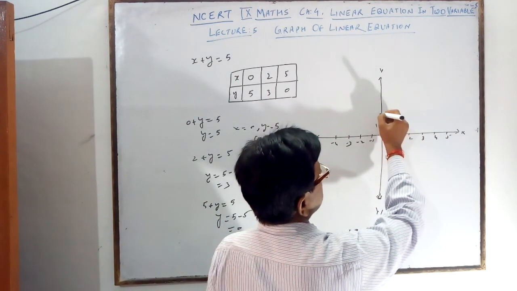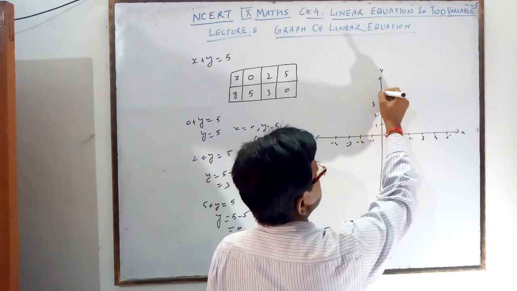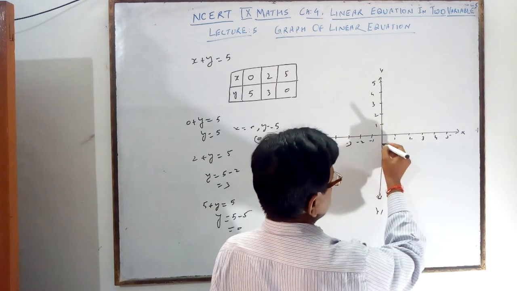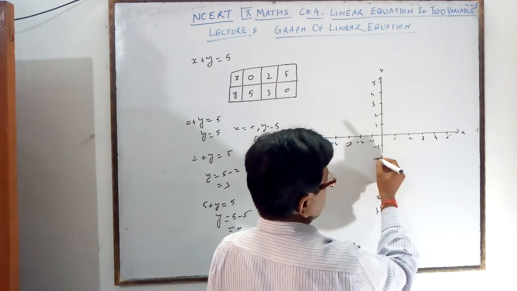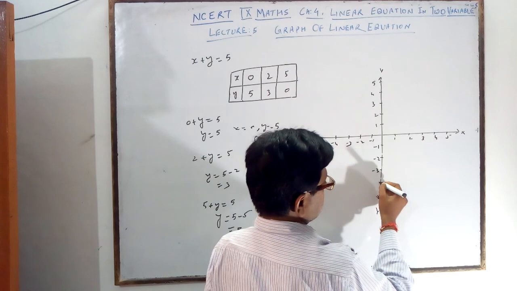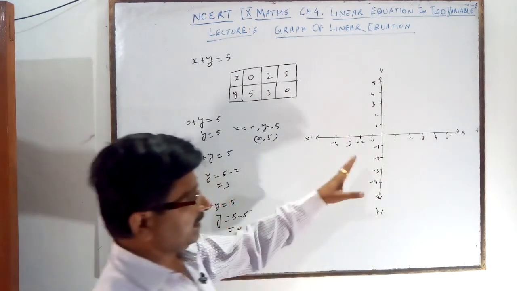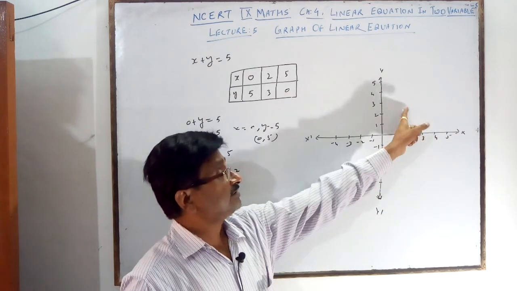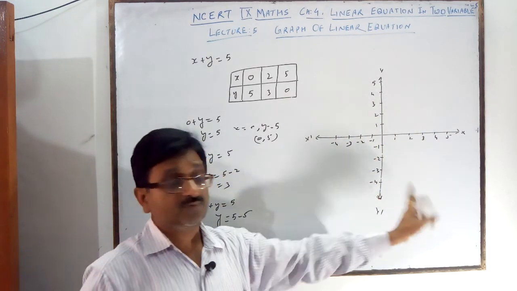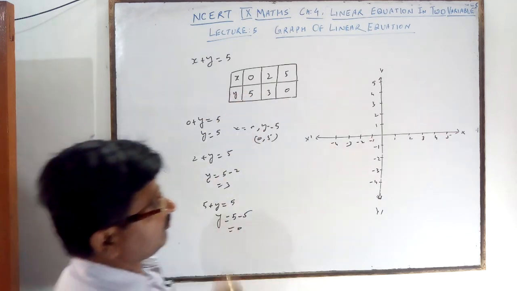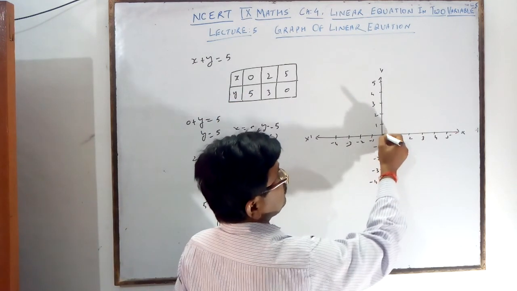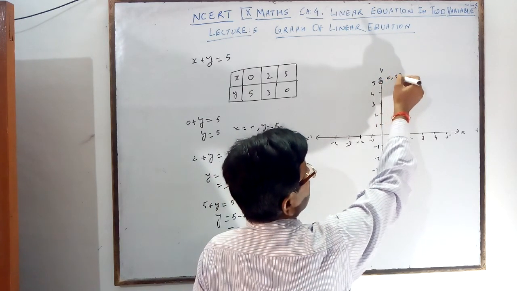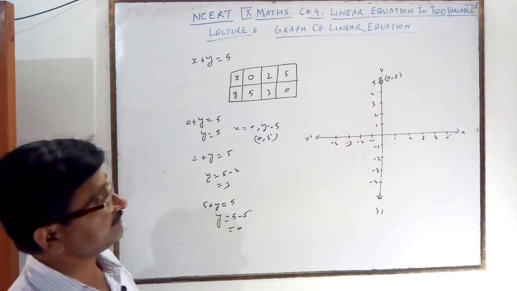Here 1, 2, 3, 4, 5. Because 5 is the maximum value, I have taken minus 1, minus 2, minus 3, minus 4 or minus 5. So it is y, y dash, x, x dash. First quadrant, second quadrant, third quadrant, fourth quadrant. The first point is 0 comma 5. From 0 you go up to 5 and put a mark there. This is 0 comma 5, the first point.